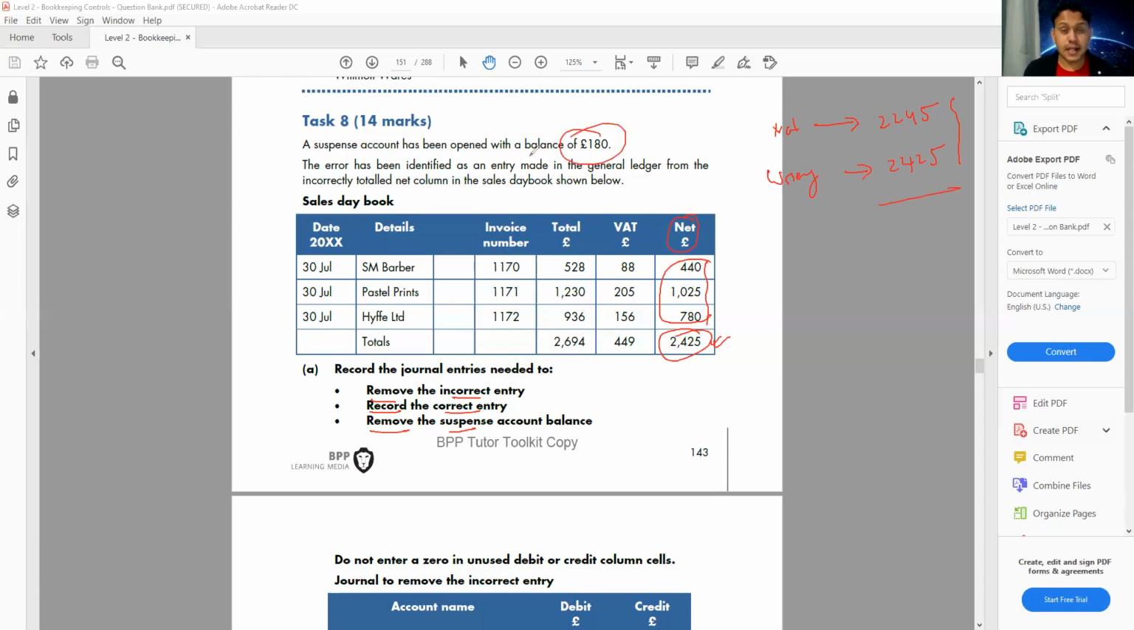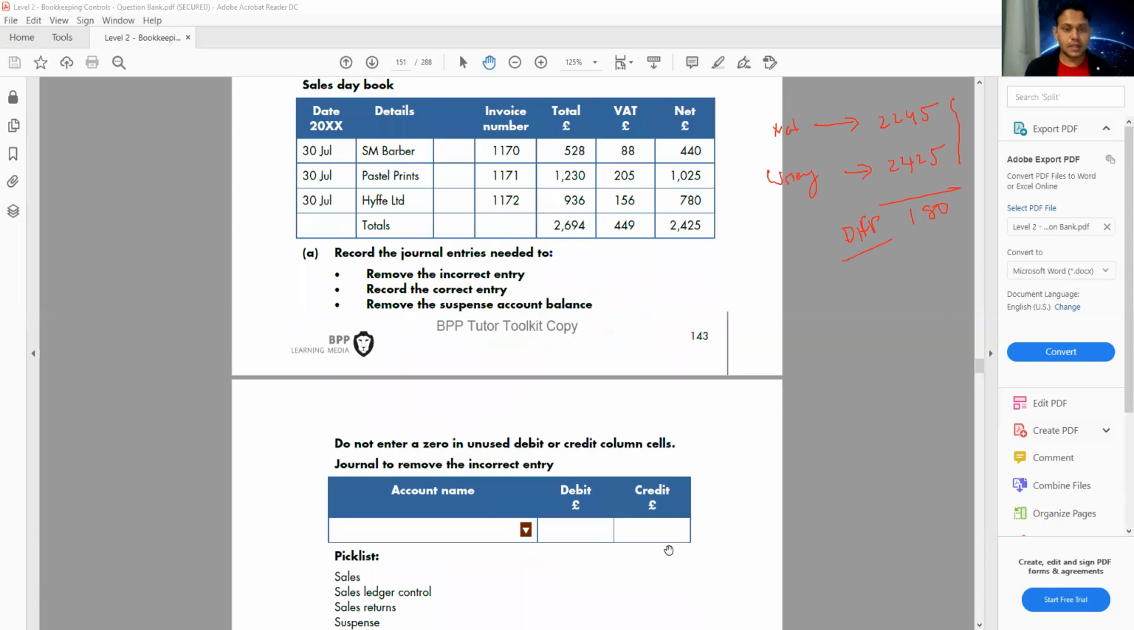This is the reason the suspense account is created. If you check the difference, it should be 180. 2425 minus 2245, and that's the reason you can see the suspense account created. The difference is 180. Okay, so what's happening here? First, we need to remove the incorrect one, that is 2425. After that, we'll record the correct one, that is 2245, and finally we need to remove the suspense account. Let's do that.